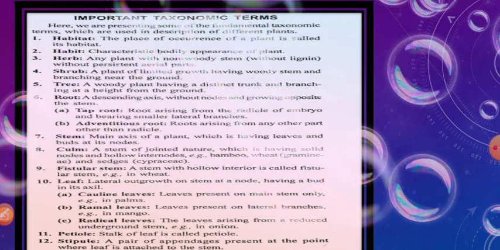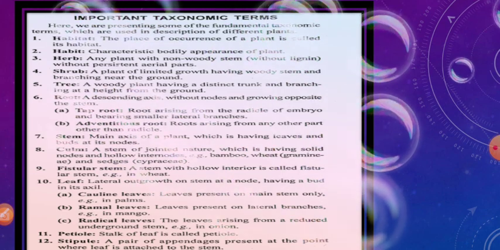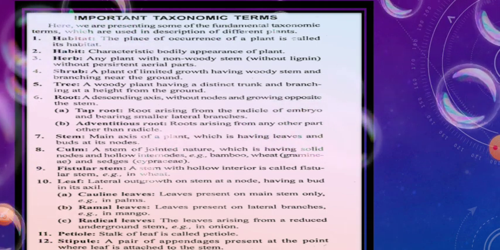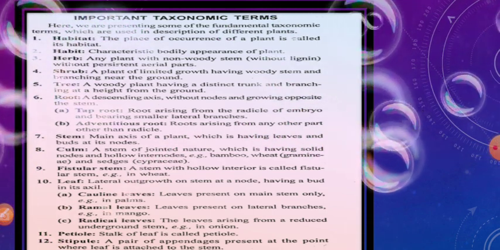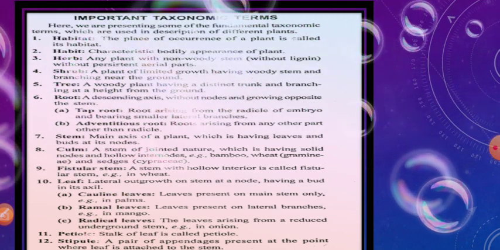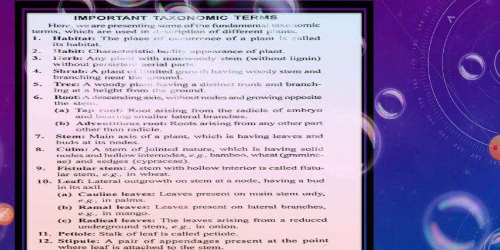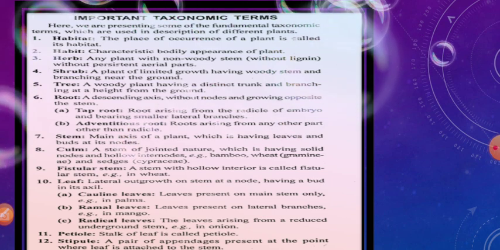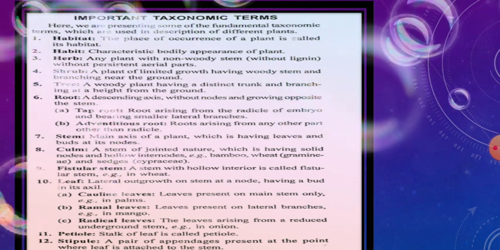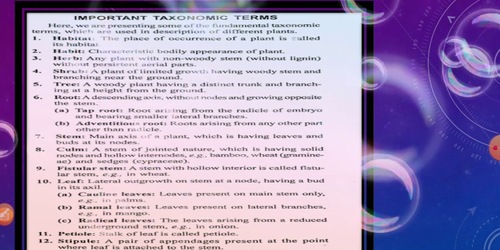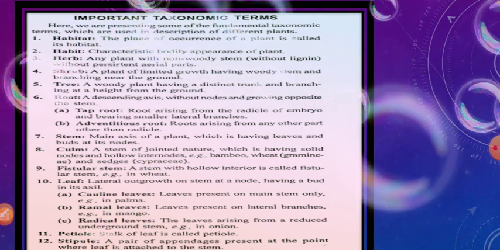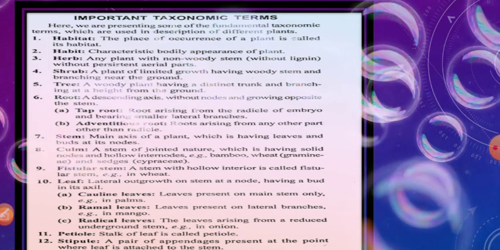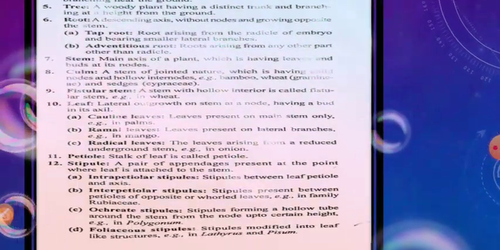Then ramal leaves are present on the lateral branches, as in the mango tree. Then radical leaves are leaves arising from a reduced underground stem, as in the onion. This type of leaf is known as radical leaves. Then petiole: the stalk of the leaf is known as the petiole.